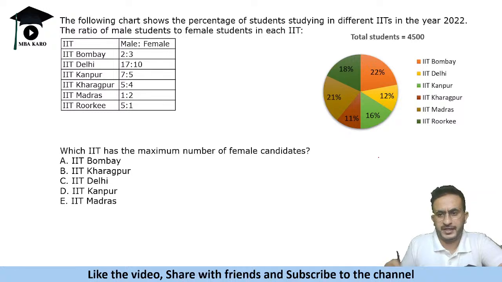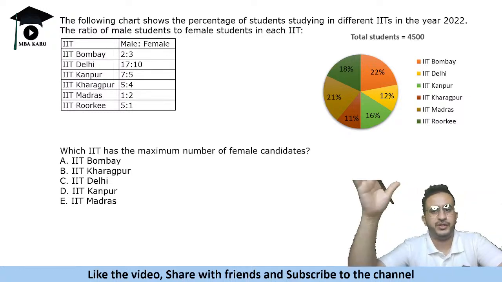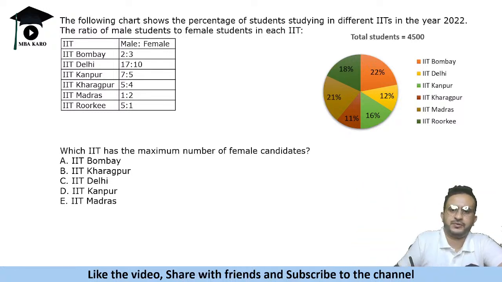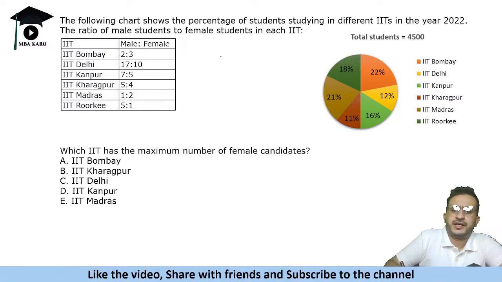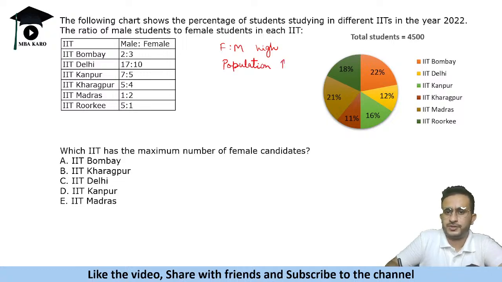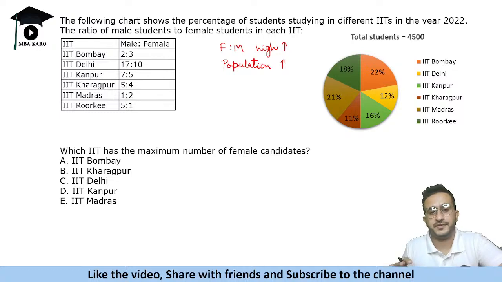Maximum number of female candidates. So again, no need to calculate things, right? No need to calculate कि इसमें कितनी female है, इसमें कितनी female है. We will apply the logic, right? First logic is that the female to male ratio should be high. And the second thing is population should also be high. ठीक है, population भी ज़्यादा होनी चाहिए. So both factors we have to consider.